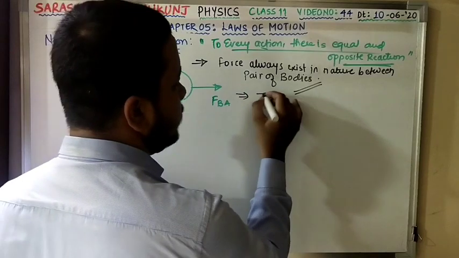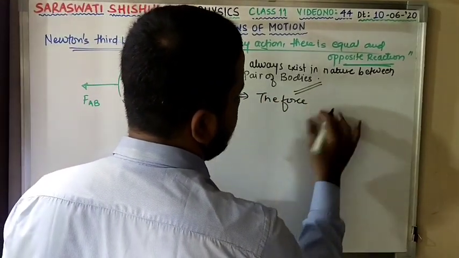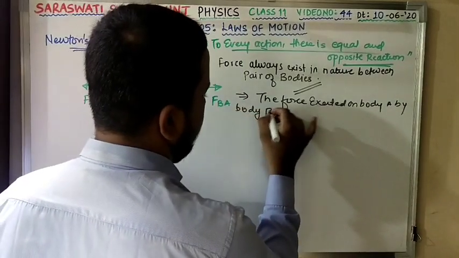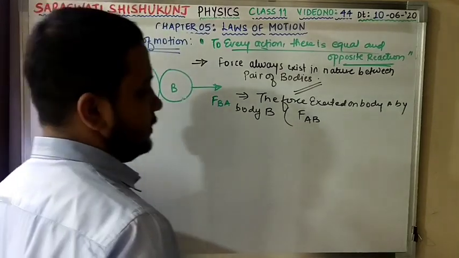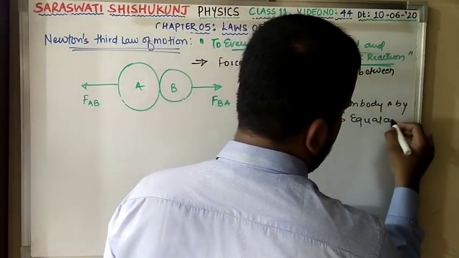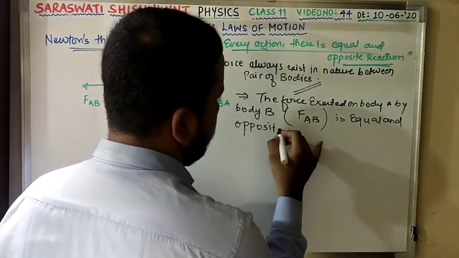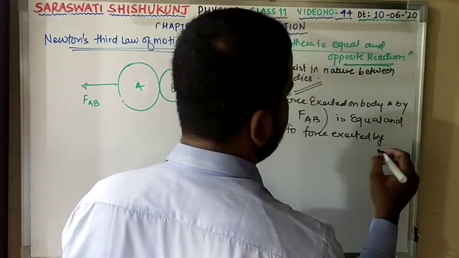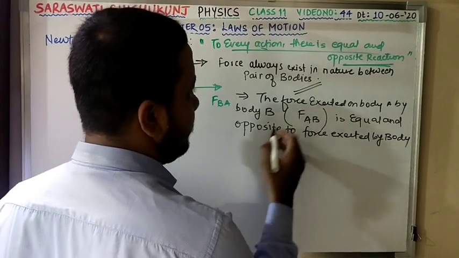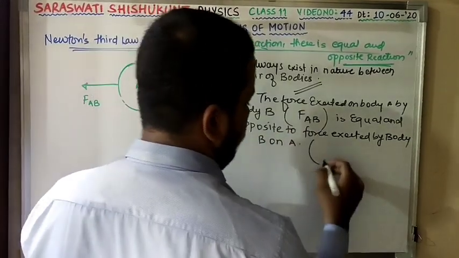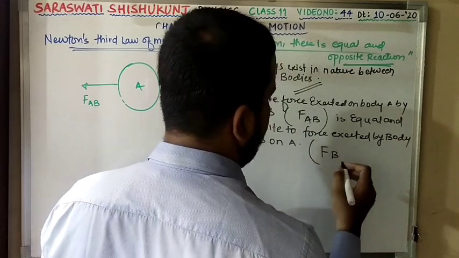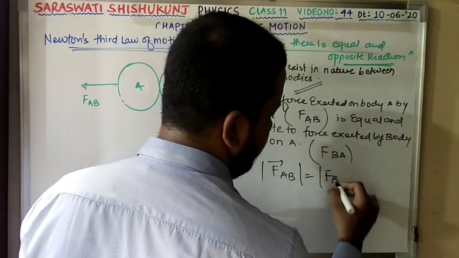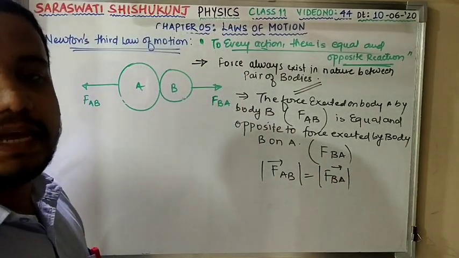Here with Newton's third law, you can say that the force exerted on body A by body B is equal and opposite to the force exerted by body A on body B. Clear? So from here I can conclude that the magnitude of force acting on body A by B is equal to the force acting on body B by A. Magnitude is the same, meaning action is equal to reaction.